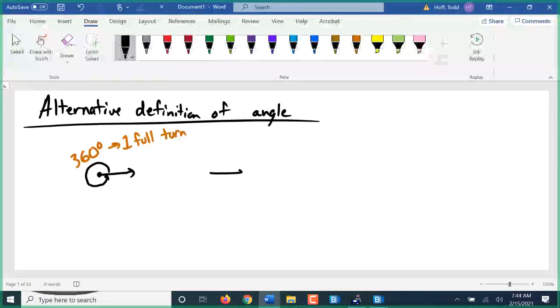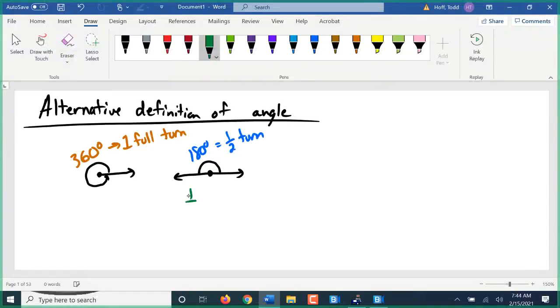I start facing that same direction, but now I turn around so that I'm facing the opposite direction. How far have I turned? 180 degrees. That is a half turn. That works out because 1/2 times 360 is 180.